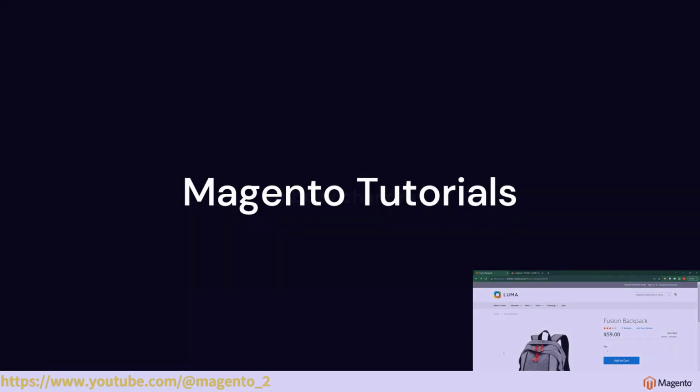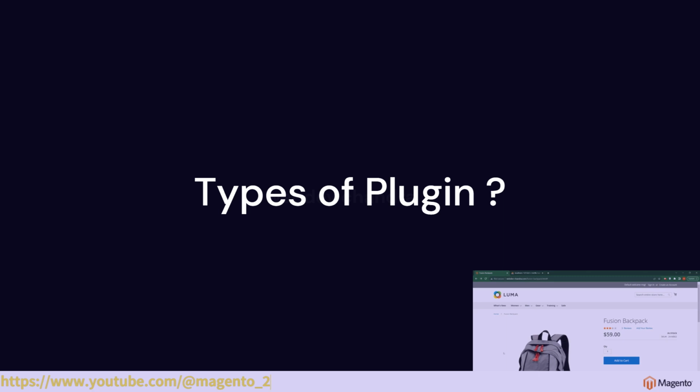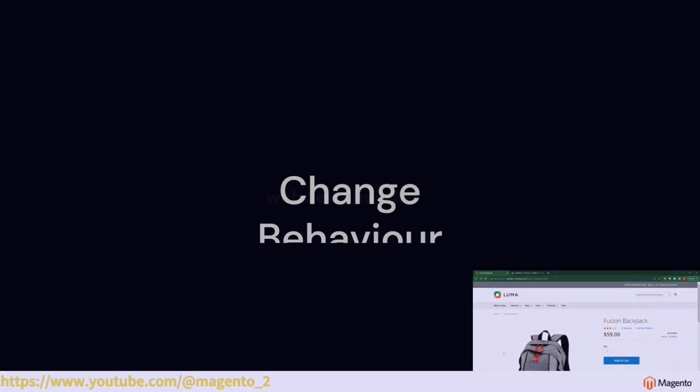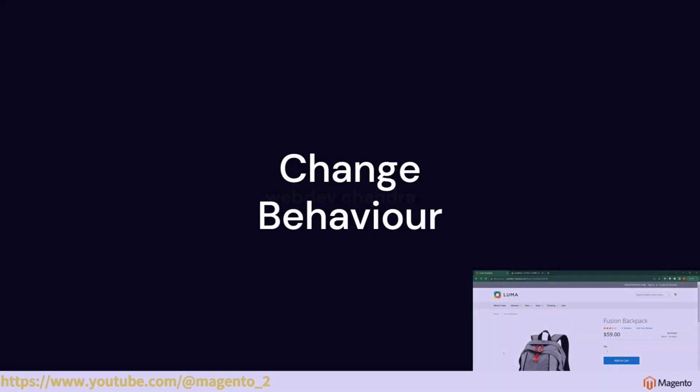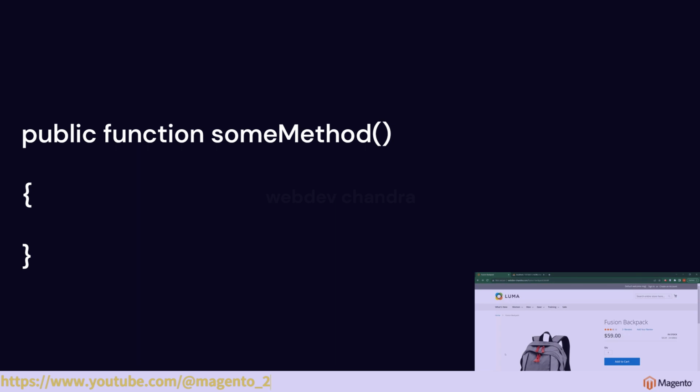In this video, we will discuss plugins. So what is a plugin and what are the different types of plugins available in Magento? Plugins are the best way to change the behavior of class methods. It doesn't involve any conflicts. If you want to implement or change any public methods, you can directly work with plugins.